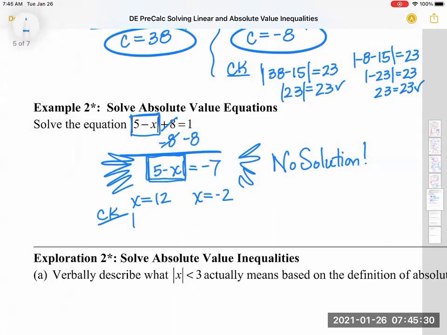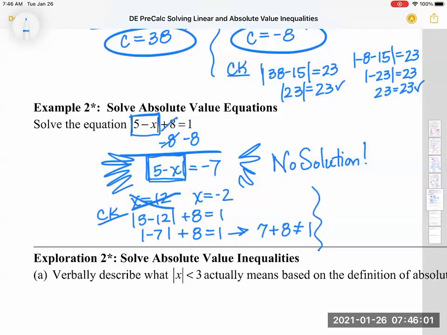So that would be absolute value of 5 minus 12 plus 8. Does that equal 1? That was the original. So this is the absolute value of negative 7 plus 8. Does that equal 1? Well, when you take the absolute value of negative 7, that becomes positive 7. 7 plus 8 does not equal 1. So therefore, that throws that answer out.